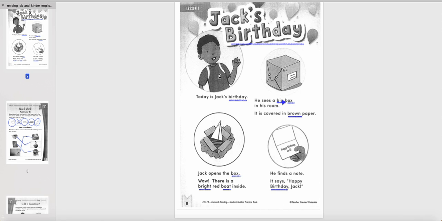Jack's birthday. Today is Jack's birthday. He sees a big box in his room. It is covered in brown paper. Jack opens the box. Wow! There is a bright red boat inside. He finds a note. It says, "Happy birthday, Jack."